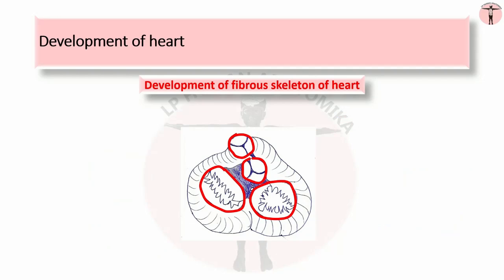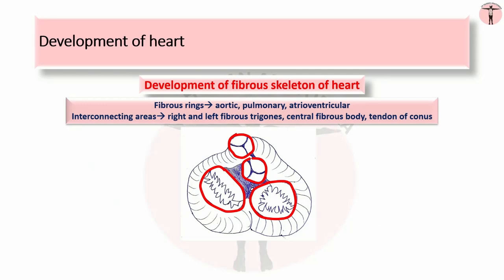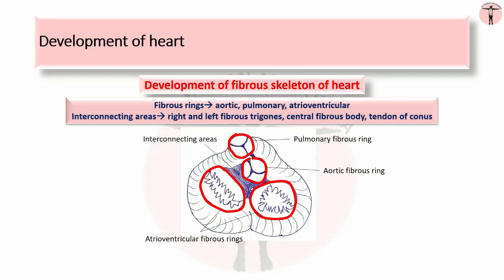Now coming to the formation of the fibrous skeleton of the human heart, it is composed of several parts which are formed from different extracardiac sources. The components of the fibrous skeleton are 4 fibrous rings: aortic, pulmonary and 2 atrioventricular rings. Between these rings, there are interconnecting areas: the right and left fibrous trigones, central fibrous body and tendon of conus.